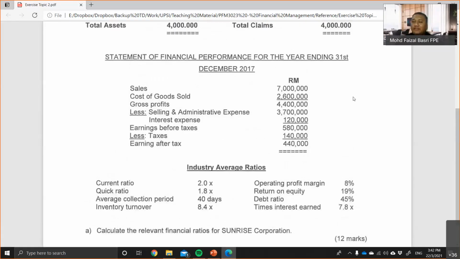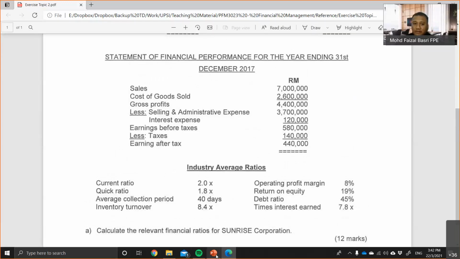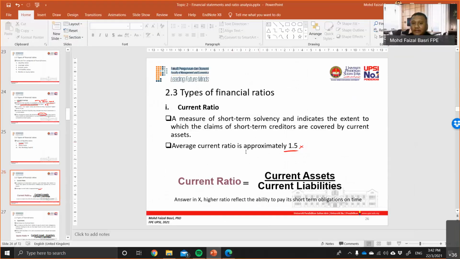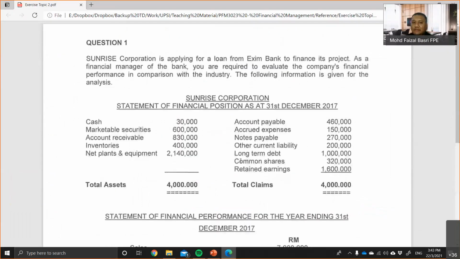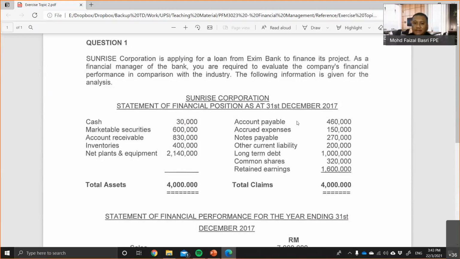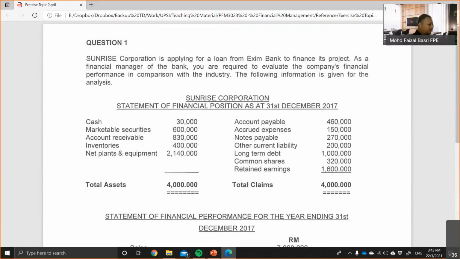Okay, so let's focus on our very first ratio just now, which is the current ratio. Okay, bear with me. So current ratio, the formula is current assets divided by current liabilities. And as I said before, current assets and current liabilities can be found in the statement of financial position or the balance sheets. So your task is to identify which items are current assets and which are current liabilities, and then find the total of each category.